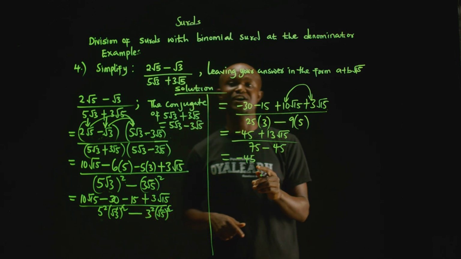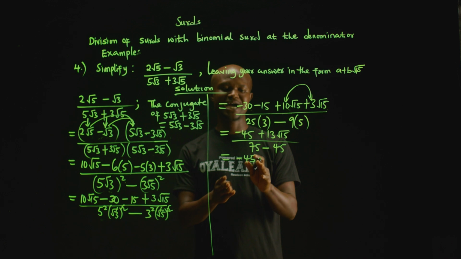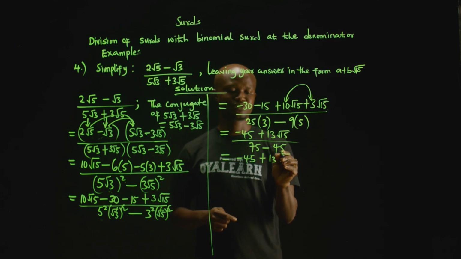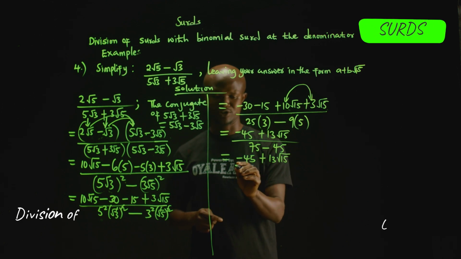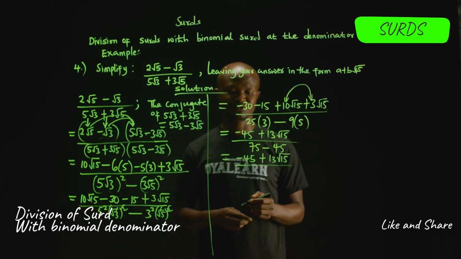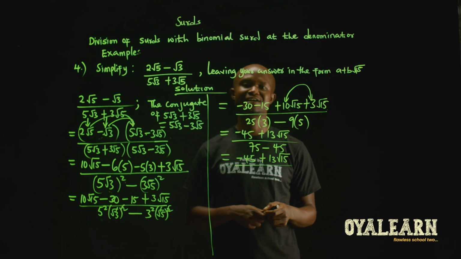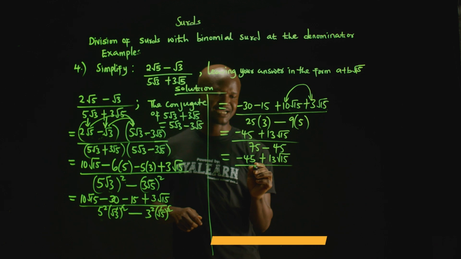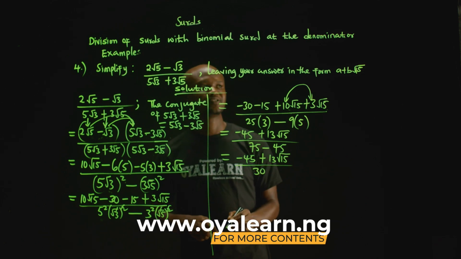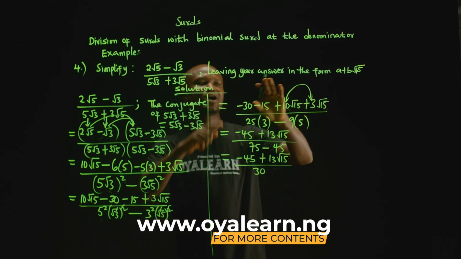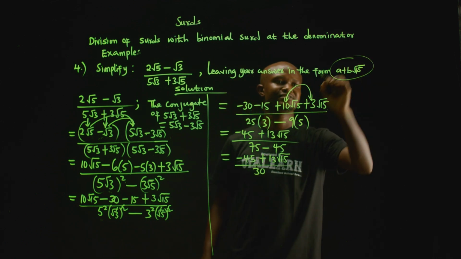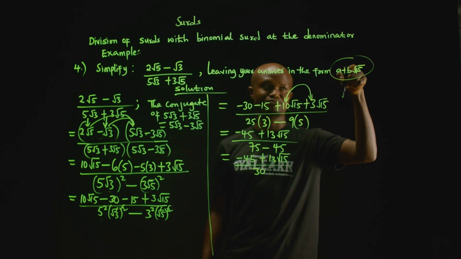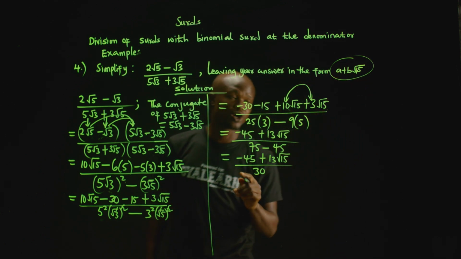Okay, we have minus 45 plus 13 root 15 for the numerator, divided by 75 minus 45. 75 minus 45 will give us 30. Don't forget, leave your answer in the form of a plus b root 15. Now we already have 15 inside the square root, so we are getting there.